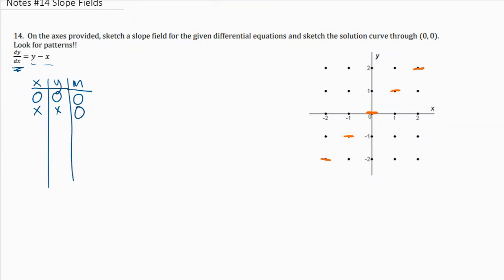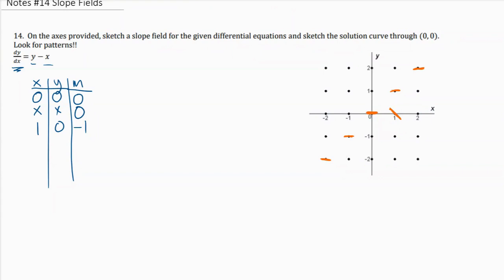Okay, all right, so let's plug in some other points. And again, we're looking for patterns. So let's plug in the point (1, 0). If I plug in (1, 0), I would get 0 minus 1, which is -1. So my slope is going to be -1. What does a slope of -1 look like? If I were to graph the line, go down 1 over 1, my slope would connect those 2 points. That is a slope of -1. But I'm not actually going all the way to show that I'm going down 1 over 1. I'm just doing a little dash to show that.